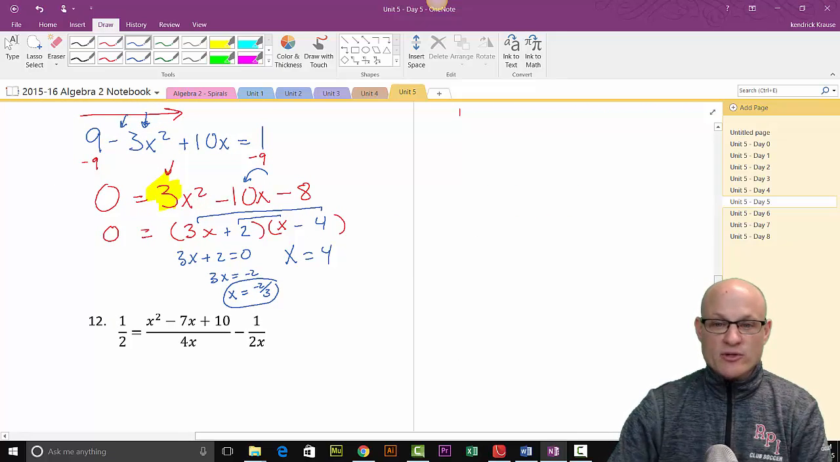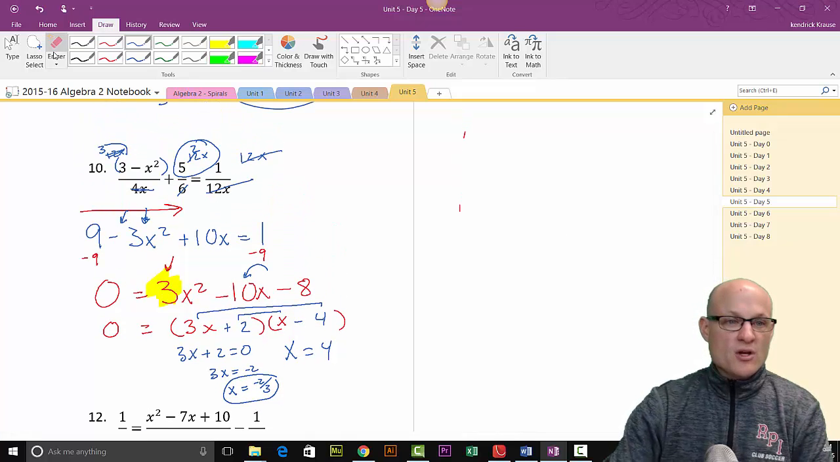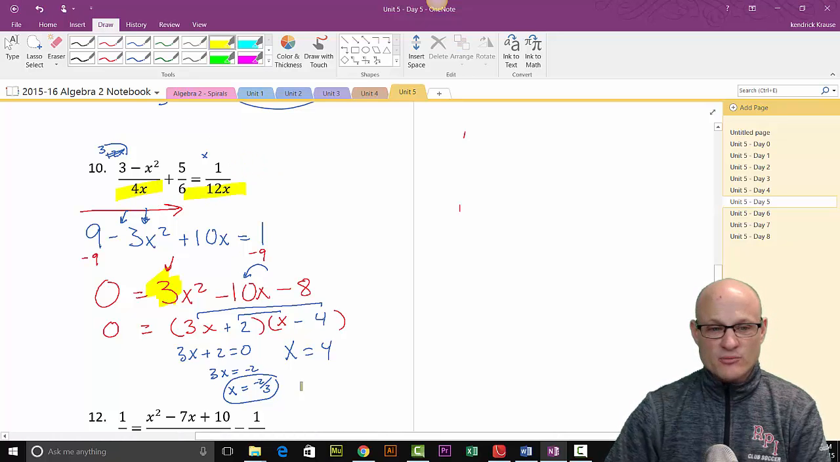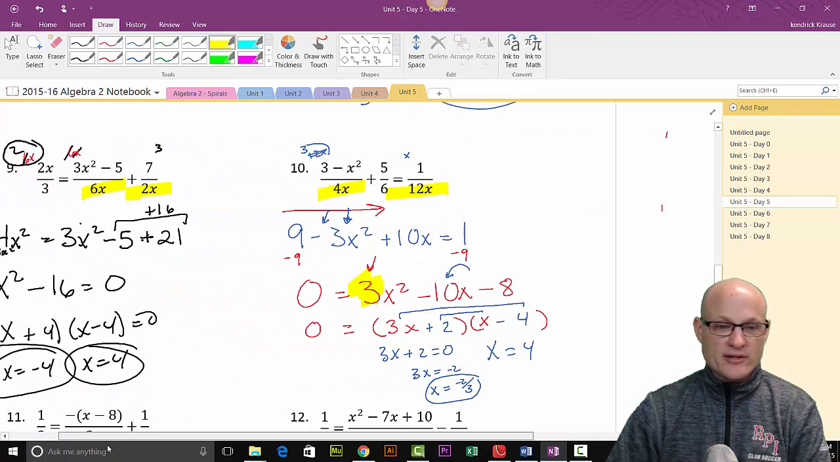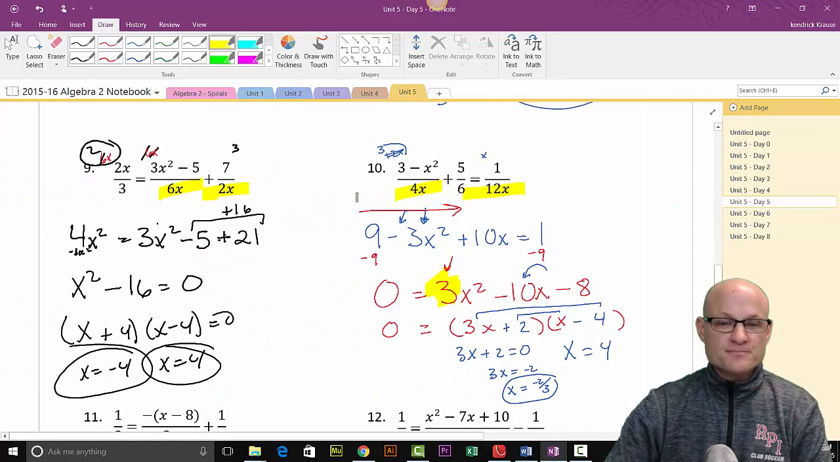Take a look back at the original problem. What are the only values that would make the denominator undefined? Here and here would be 0. So I can keep both of those answers. Both those answers are good. So yes and yes.